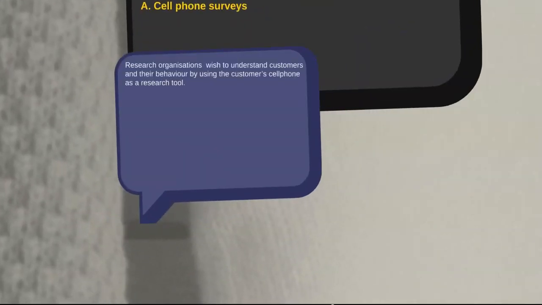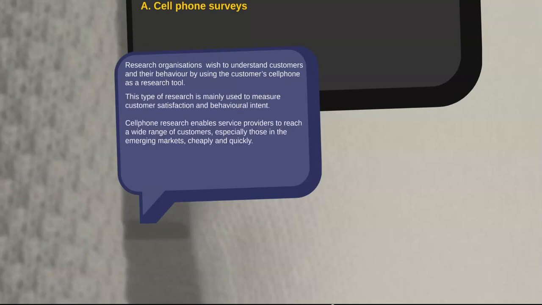For cell phone surveys, research organizations wish to understand their customers and their behavior, and they can do this by using the customer's cell phone as a research tool. This type of research is mainly used to measure customer satisfaction and behavioral intent. I will get to the example shortly, and then you can understand how this is used for a specific company to see whether there's an interest in their product. This way of research enables a service organization to reach a wide range of customers, especially those in emerging markets, very cheaply and very quickly.